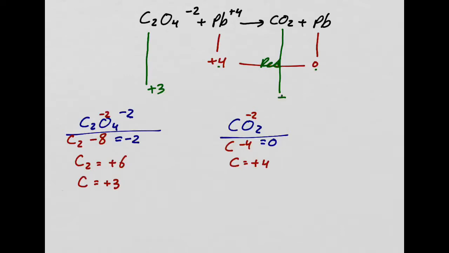So carbon went from plus 3 to plus 4. It got more positive, so that is oxidation. Again, remember, one has to be oxidized, one has to be reduced. If you get the same kind, that's not good. All right, what's the oxidizing agent? What's the reducing agent? Hopefully you got that down by now. This one is the reducing agent. This one is the oxidizing agent, because if you got oxidized, you're the reducing agent. If you got reduced, you're the oxidizing agent. It's the opposite. Okay. So, nice job.